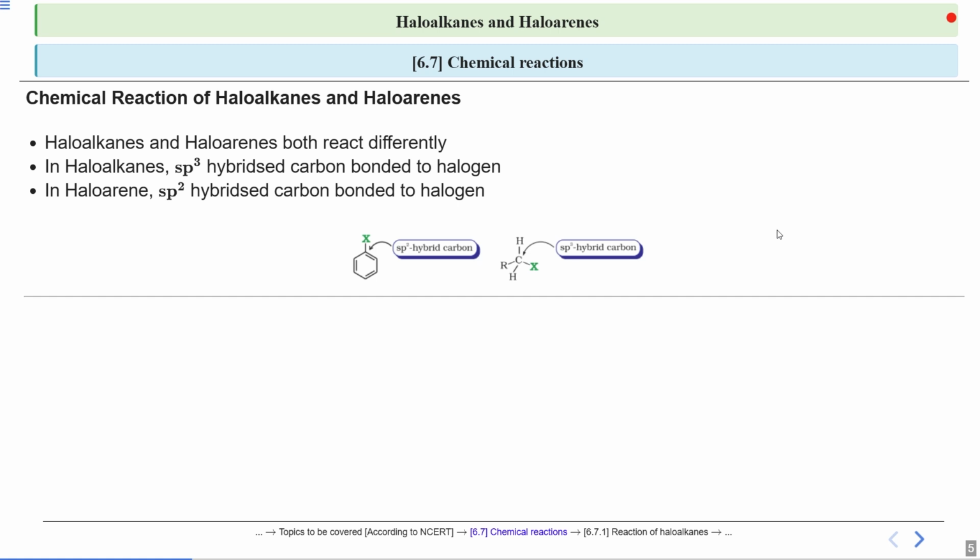If you see this diagram, this is a benzene ring, aromatic ring, and it is bonded to a halogen. Halogen here is bonded to this carbon of the benzene ring, and this carbon is involved in making a double bond. So this is an sp2 hybrid carbon. On the other hand, if you see the structure of alkyl halide given here, where halogen is bonded to the carbon, which is actually an sp3 hybrid carbon, right? So in the haloalkanes, sp3 hybridized carbon is bonded to the halogen, and in the haloarenes, sp2 hybridized carbon is bonded to the halogen.